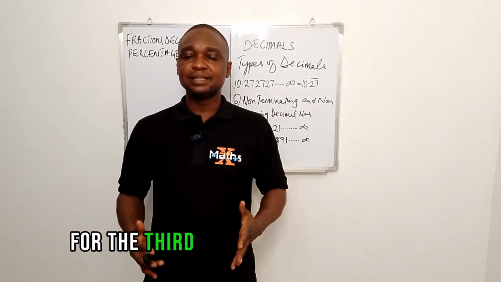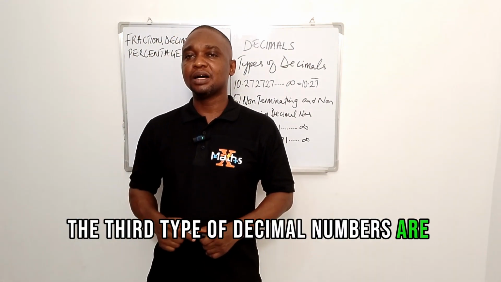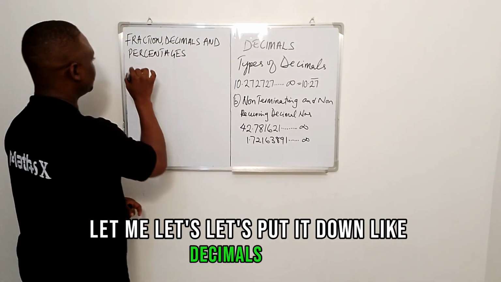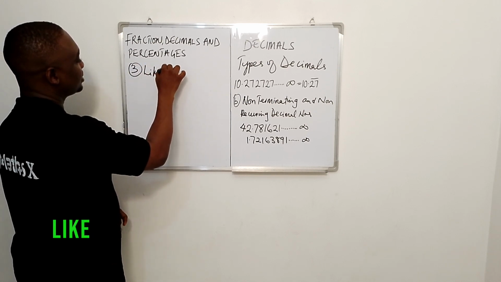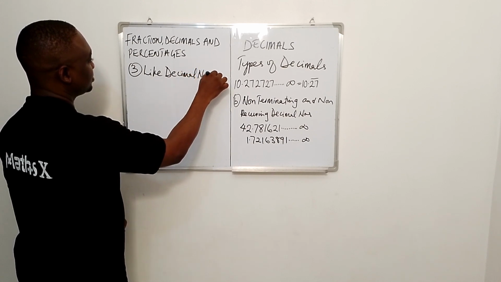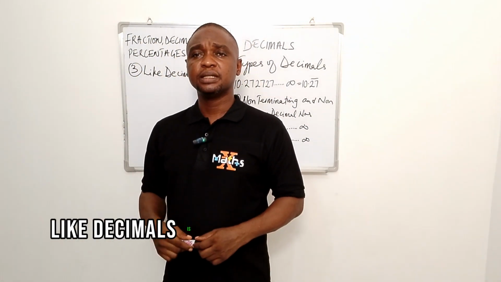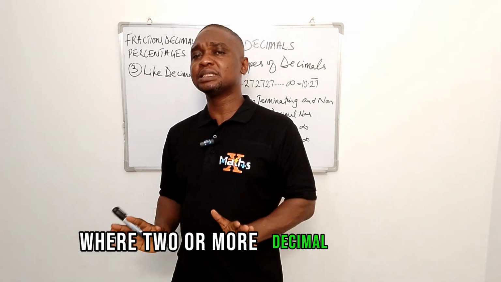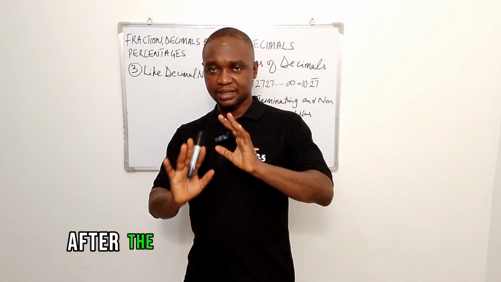The third type of decimal numbers are called like decimals. Let's put it down. Like decimal numbers. What are like decimals? Like decimals is a case where two or more decimal numbers have the same number of digits after the decimal point.